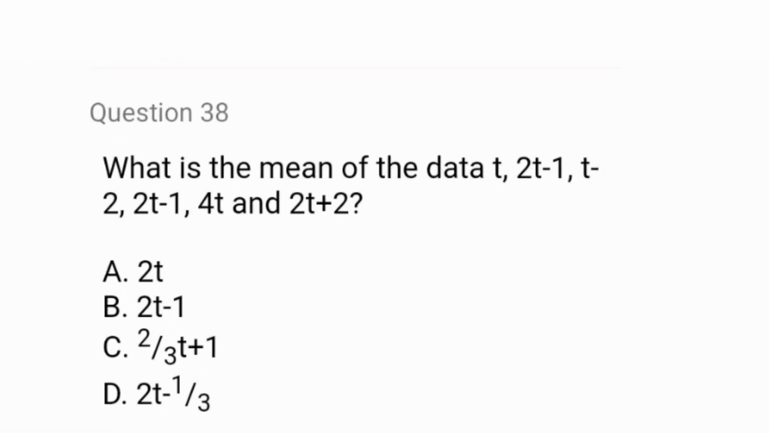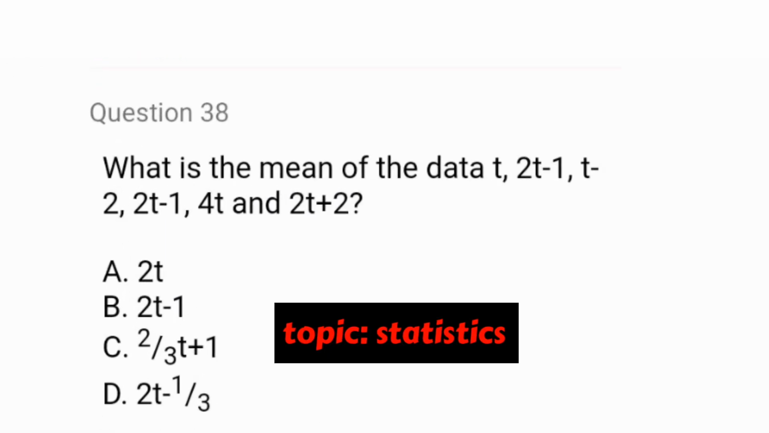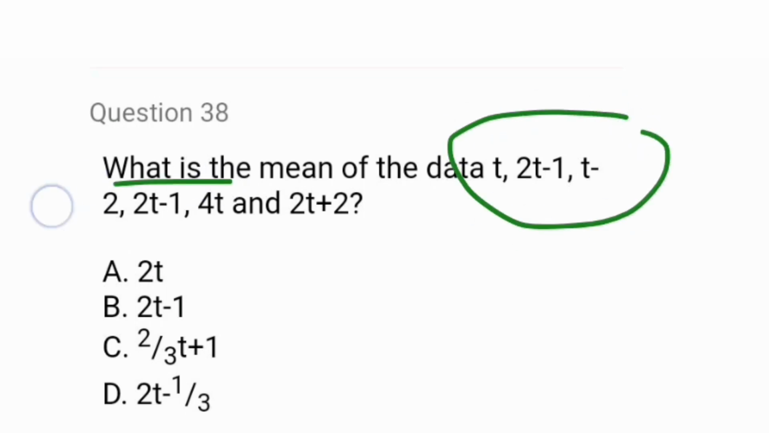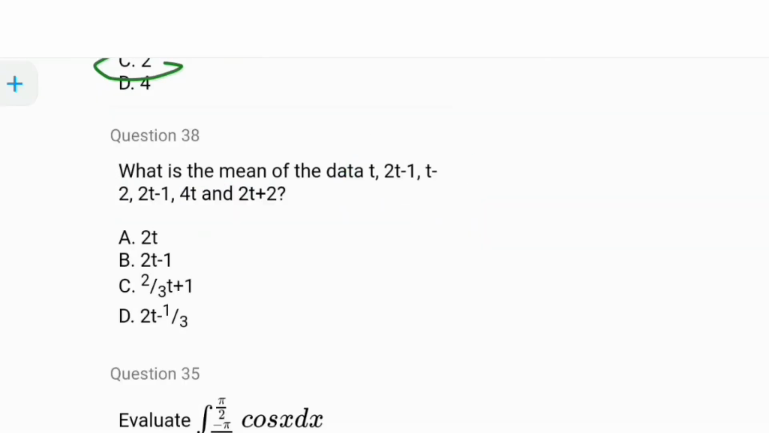Next, we have to find the mean of this data. But let's count how many data are there. You have 1, 2, 3, 4, 5, 6. So there are 6 of them. So everything we are going to do, we are going to be dividing by 6, because we're looking for the mean. So everything will be over 6 like this. Okay, so let's count the data. Let's take the like terms. So the first one is t. So you have t plus 2t.